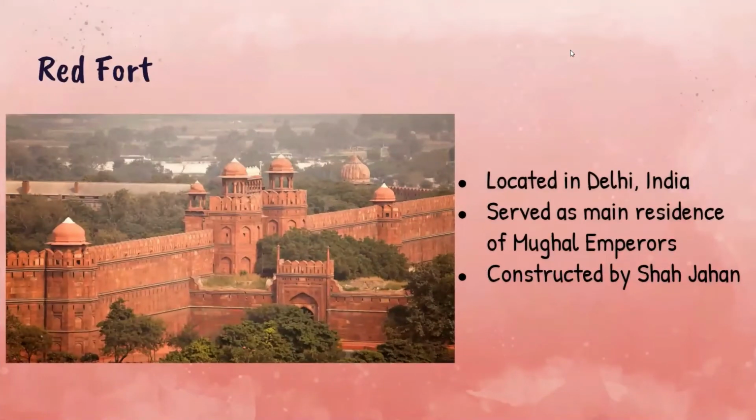Red Fort. Red Fort is located in the city of Delhi and served as the main residence of Mughal emperors. Shah Jahan ordered the construction of Red Fort in 1638 when he decided to shift his capital from Agra to Delhi. It is designed by the same architect who constructed the Taj Mahal. It has an area of approximately 255 acres, enclosed by 1.5 miles of defensive walls.